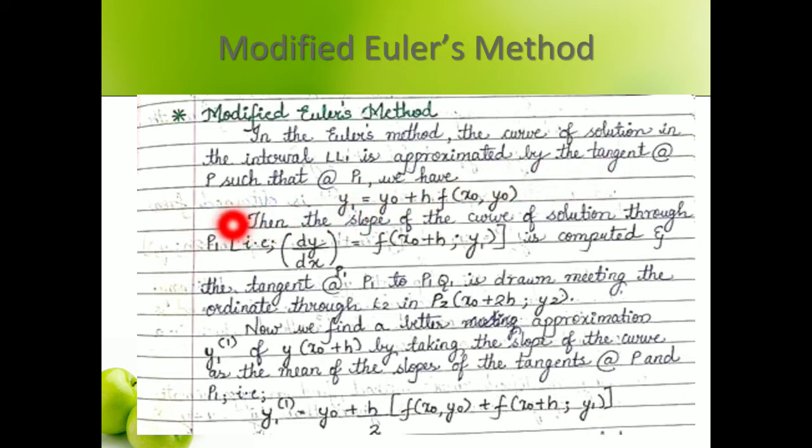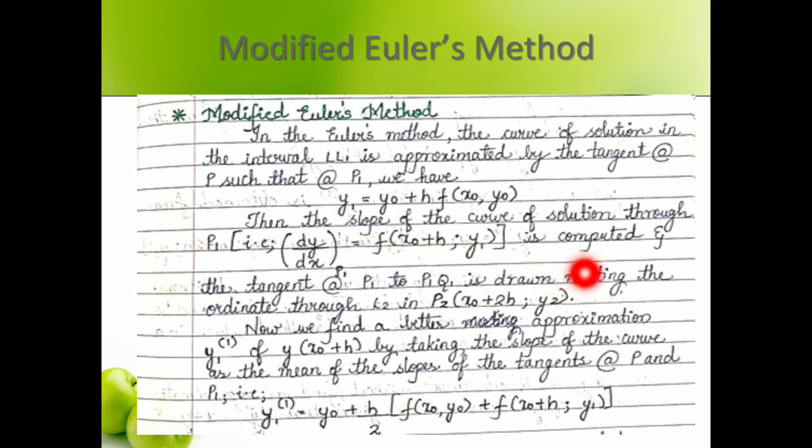tangent at P such that at P1 we have y1 equals y0 plus h f of x0, y0. Then the slope for the curve of the solution through P1, dy by dx equals f of x0 plus h, y1, is computed, and the tangent at P1, P1Q1, is drawn, meeting the coordinate through L2 in P2, that is x0 plus 2h, y2.